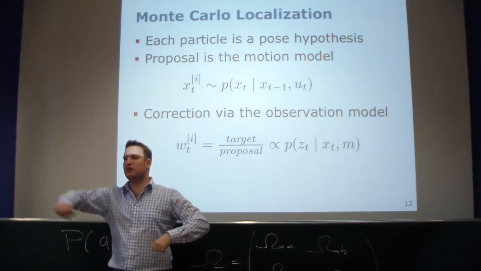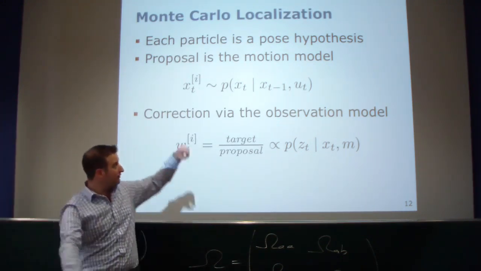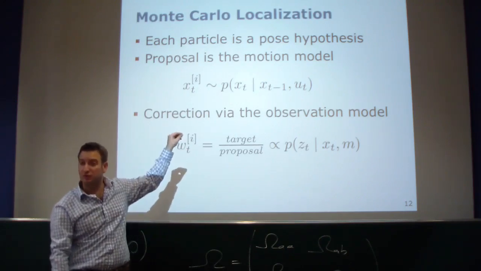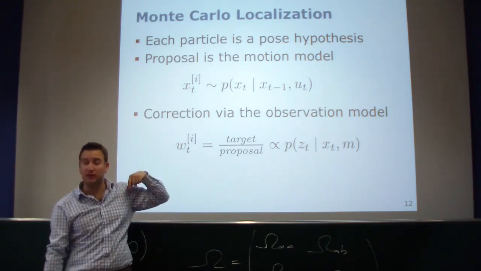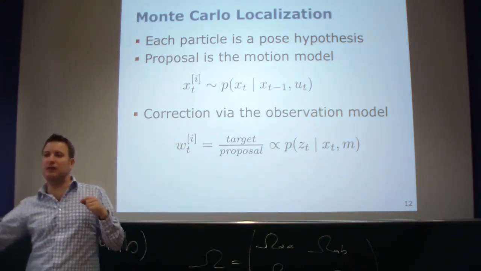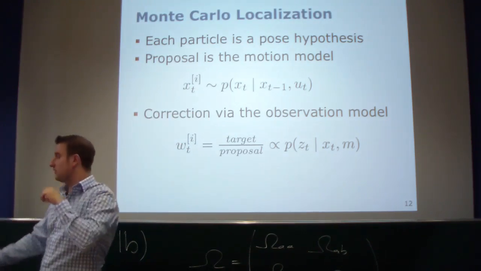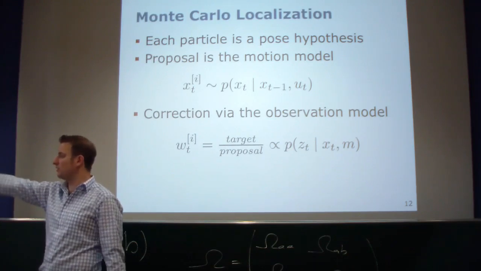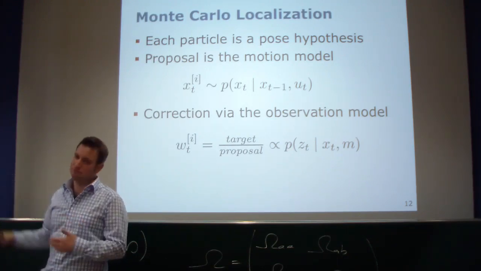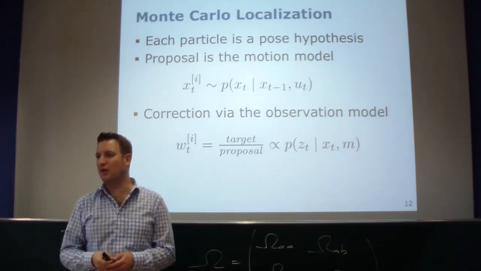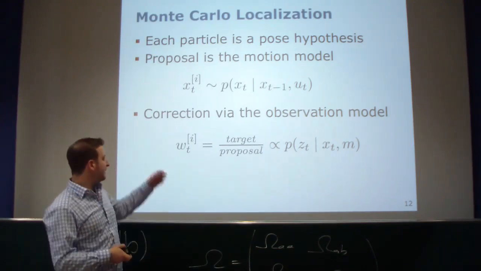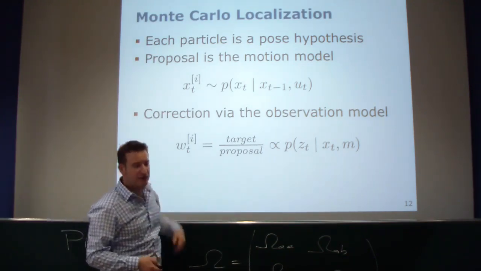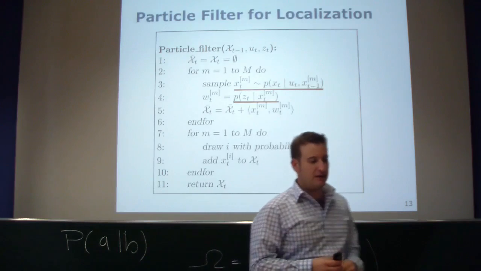Those particles which are drawn in completely wrong places, because I've drawn from the motion model, not from the distribution I want to approximate, will get a really, really low weight. So if the robot measures, looking in this direction, that it's 10 meters away from a wall, but here the wall, according to my map, is 3 meters away, these particles very likely get a low weight. And then the next step is again the resampling step.